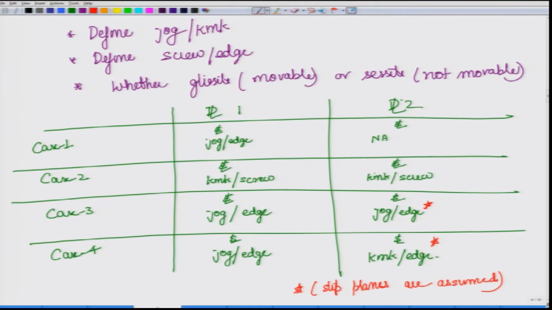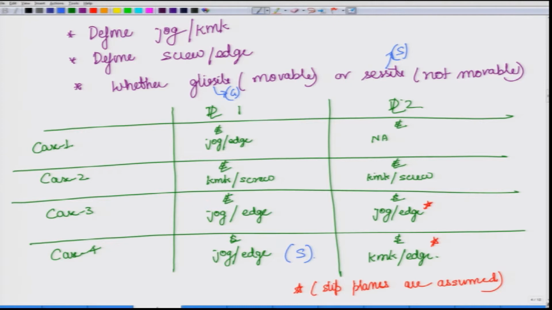So, here we will also put glissile, or more simply say which one is sessile. Wherever there is a screw dislocation with jog character, it will be sessile. So, I will write S. So, here it is S, and for glissile I will write G, meaning it will move.